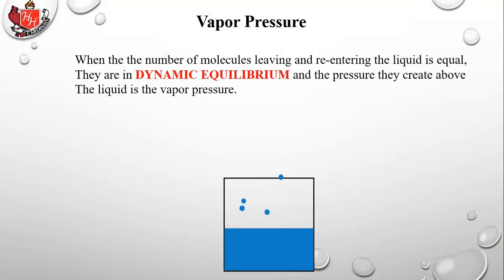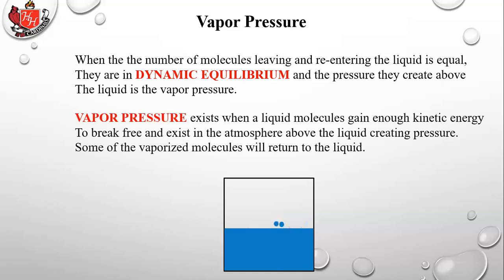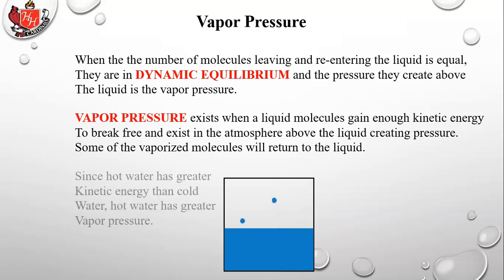Okay, so when the number of molecules leaving and re-entering the liquid is equal, they are in dynamic equilibrium, and the pressure they create above the liquid is the vapor pressure. Vapor pressure exists when liquid molecules gain enough kinetic energy to break free and exist in the atmosphere above the liquid, creating pressure. Some of the vaporized molecules will return to the liquid. So when the same number going back in equals the number coming out, that's called dynamic equilibrium. It means it's equal, but they're still moving back and forth between above the water and into the water. Since hot water has greater kinetic energy than cold water, hot water has greater vapor pressure.